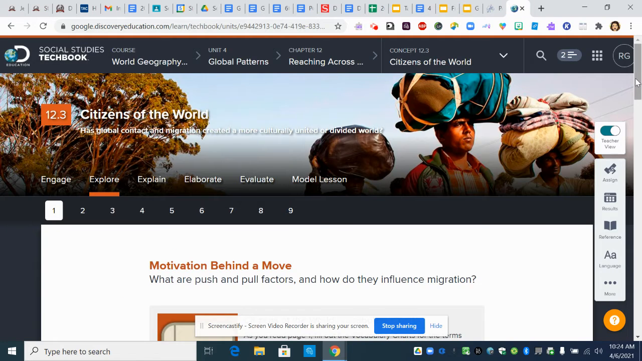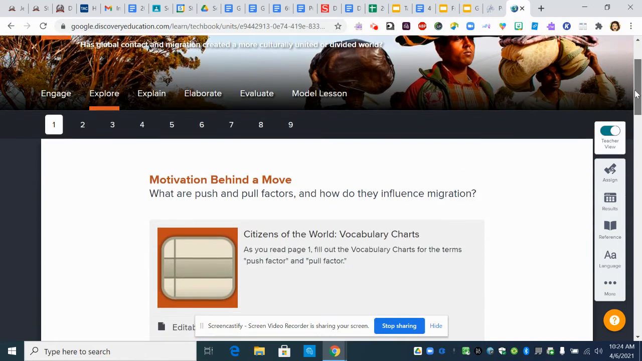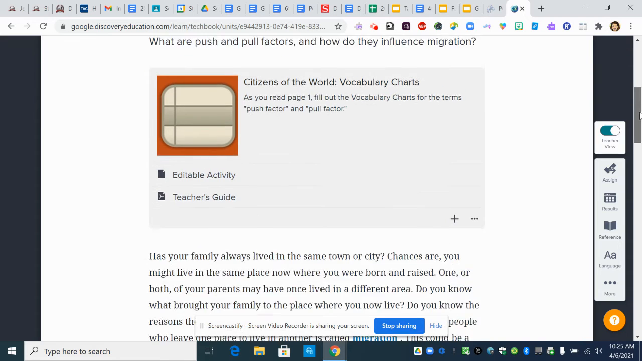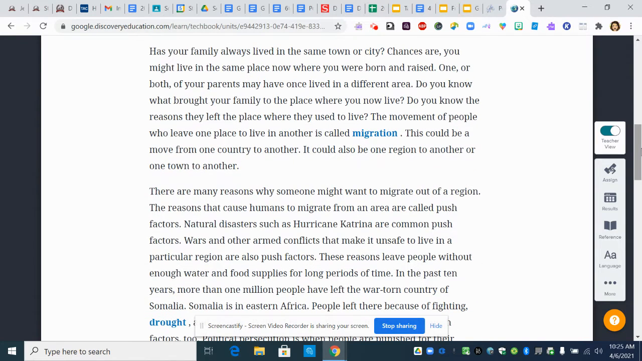So when I go back to my Explore section 1, we're going to skip this vocabulary chart because we have our own notes. And we're going to look for the answers to the question, what are push and pull factors and how do they influence migration? Okay. Remember, I'm going to be highlighting things that I think are important that I could potentially add to my notes. Has your family always lived in the same town or city?